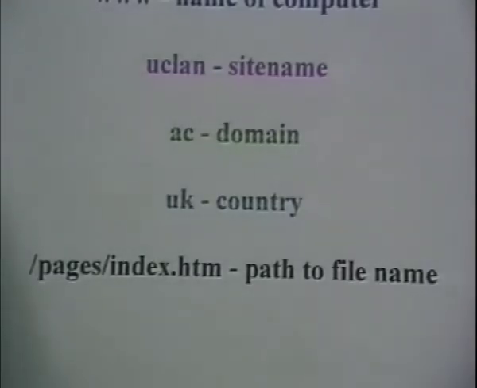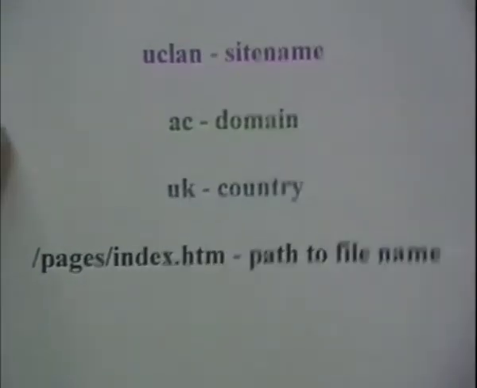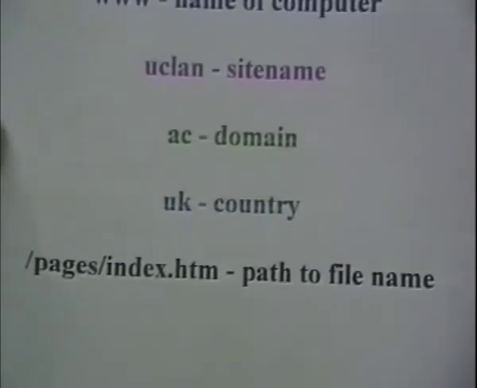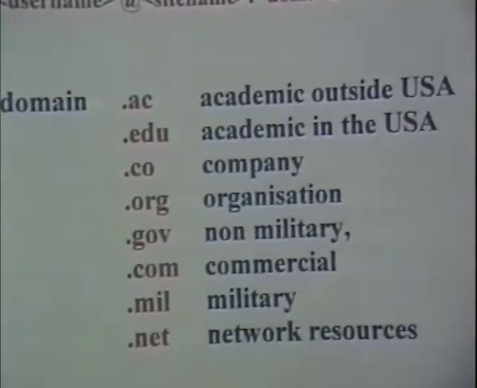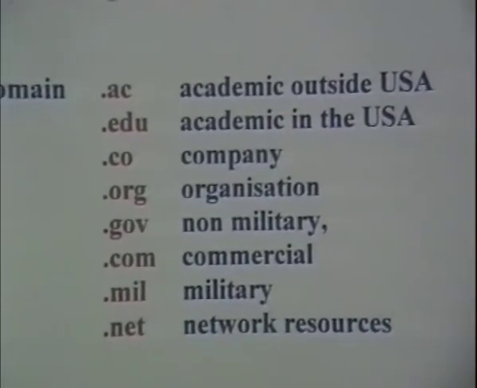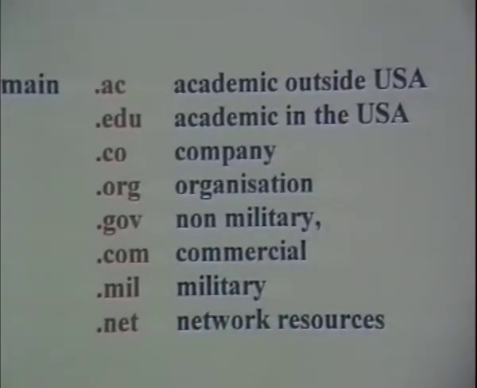Now, these domain names and country codes crop up all over the place. If I just give you an example of other domain names. In the US, it's .edu for academic. Companies are known as .cos. Organisations like political parties, charities, BBC in some ways, are .orgs or organisations. .govs are government sites. .coms commercial sites. .mil, well, you don't see it very often, military sites. Then there's .net, which is a network resource.